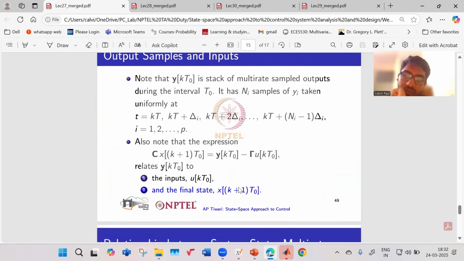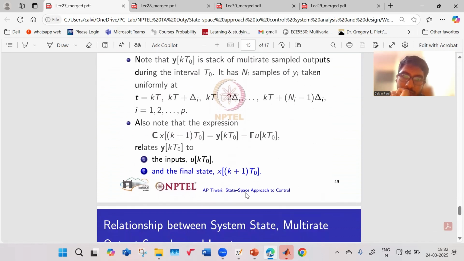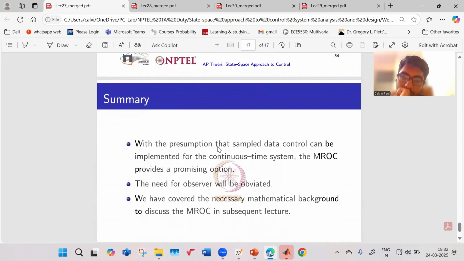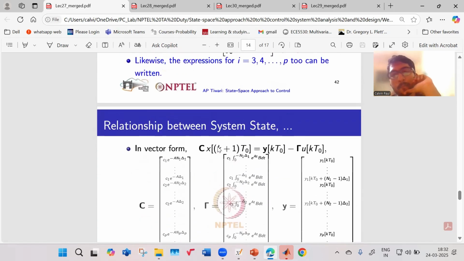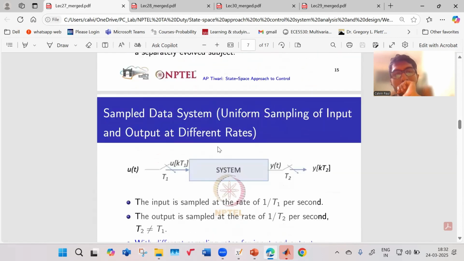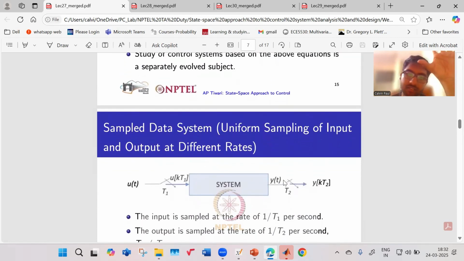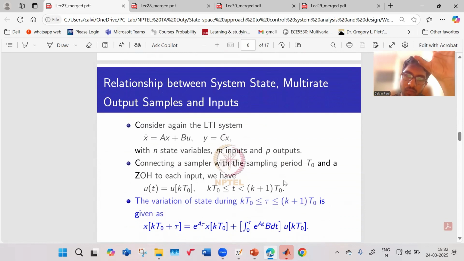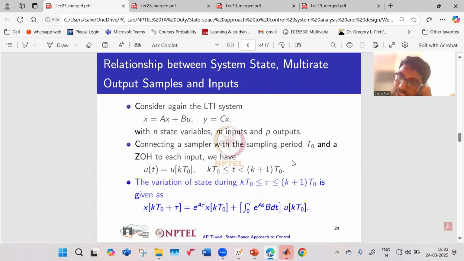So this is the input u of kt naught and this is the final state x of k plus 1 t naught. So these are the expressions. Here, Sir has shown only one input, but actually there are m inputs and p outputs. So it is more complicated, but let us consider a very simple system.